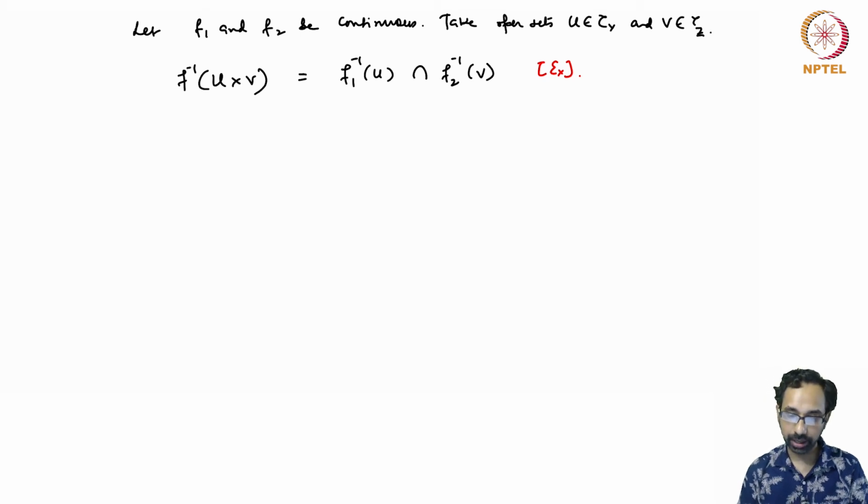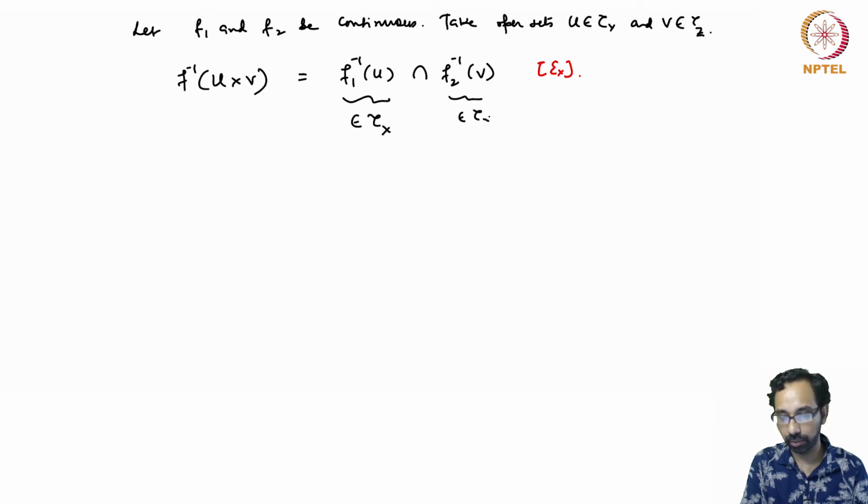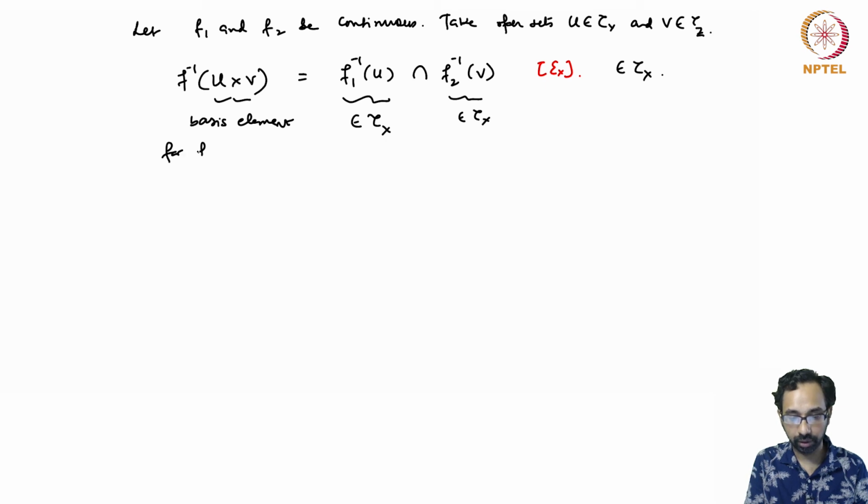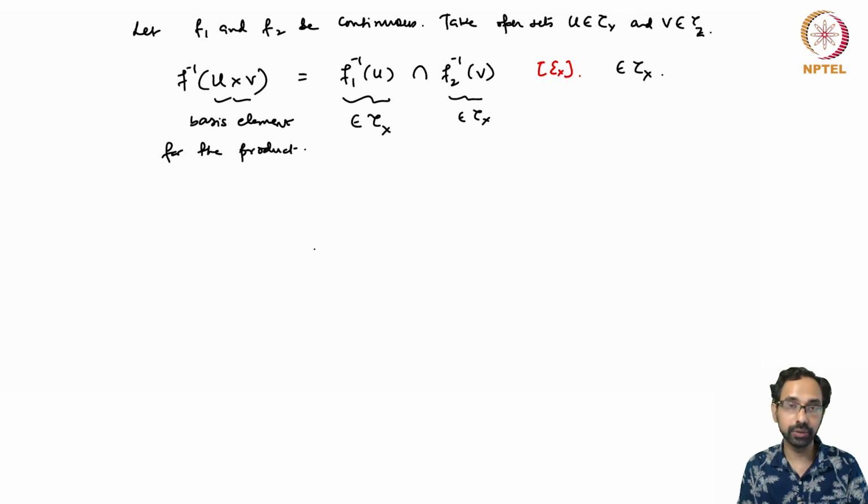Since f1 and f2 are continuous, this is an open set in X, and this is also an open set in X, so it is an intersection of open sets. So this is an open set, and this is enough because U cross V is a basis element for the product topology, and we have seen that it is enough to check that the inverse image of a basis set is open for continuity. So this means that f is continuous.